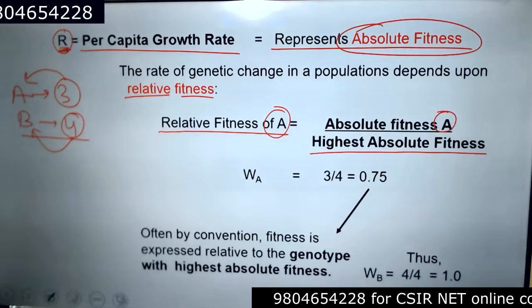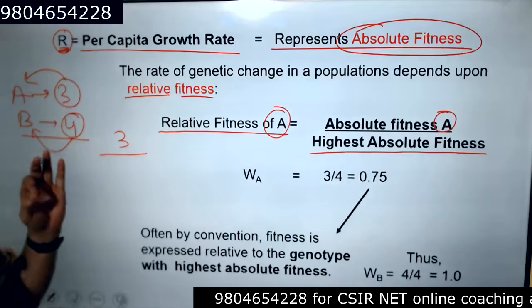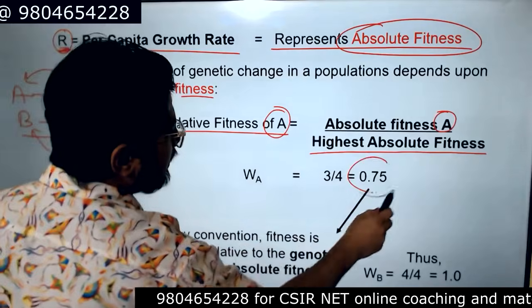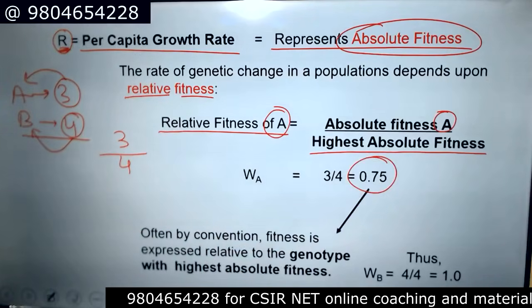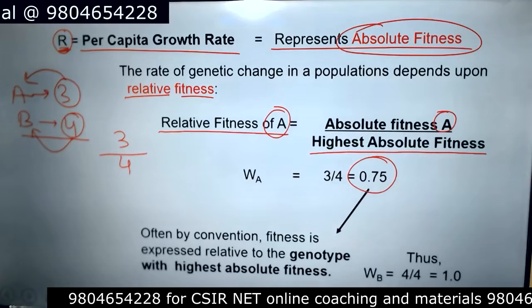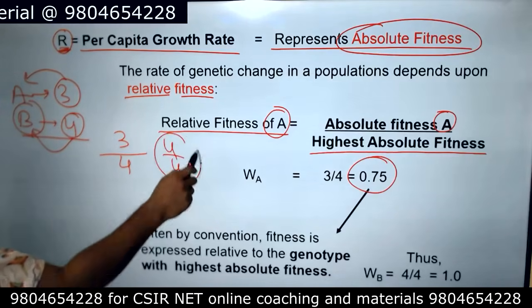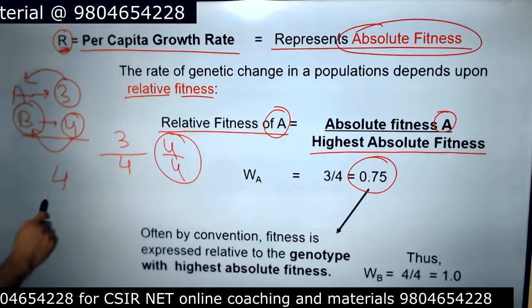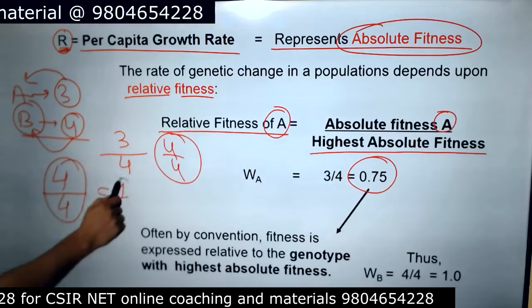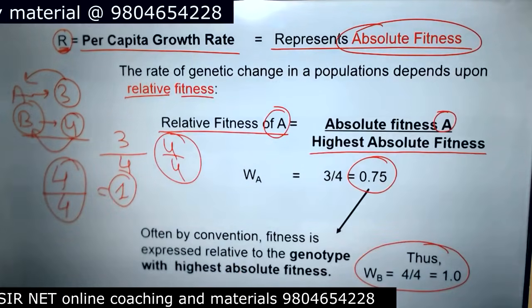But now what is the relative fitness for A? That is the absolute fitness for A divided by the highest absolute fitness between the two. What is the highest value? 4. So 3 divided by 4 is the value 0.75. So this will become the relative fitness for A, 0.75. What about the relative fitness for B? 4 by 4, isn't it? Because the absolute fitness for B is 4, divided by the highest absolute fitness, 4, that will give us 1. Right?